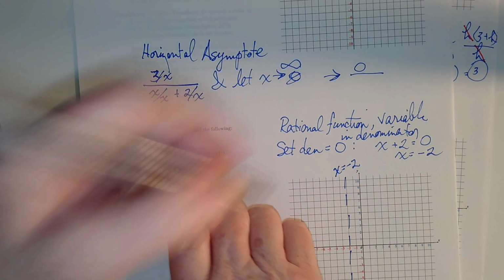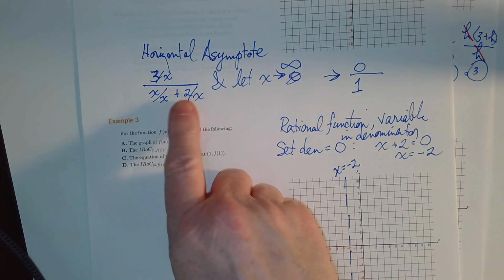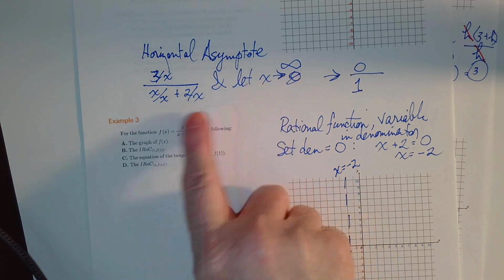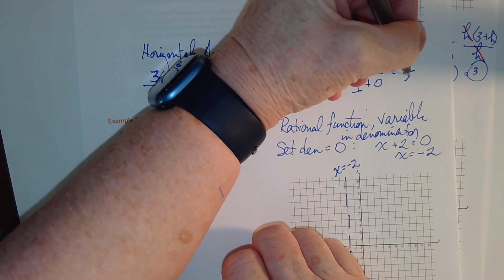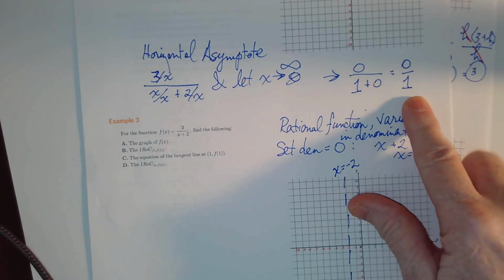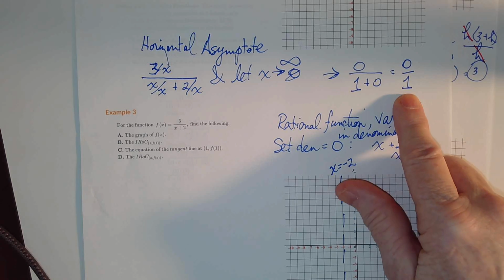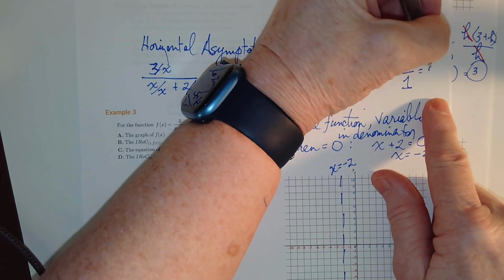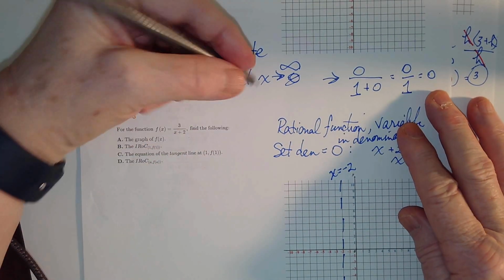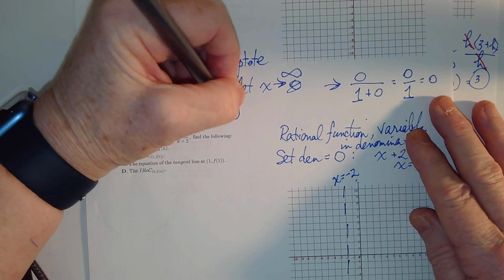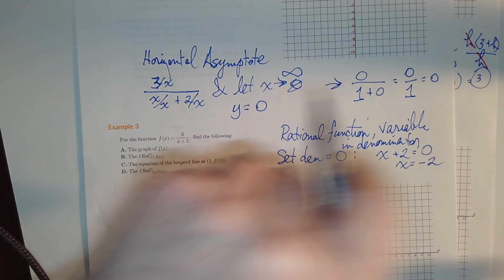X over x, that's 1. And 2 divided by a very big number, that's 0. That's 0 divided by 1. That's a real number. We're allowed to divide by 1. So this is the number 0. 0 divided by 1 is 0. It's when you have 0 in the denominator that it isn't okay. So our horizontal asymptote is y equals 0.